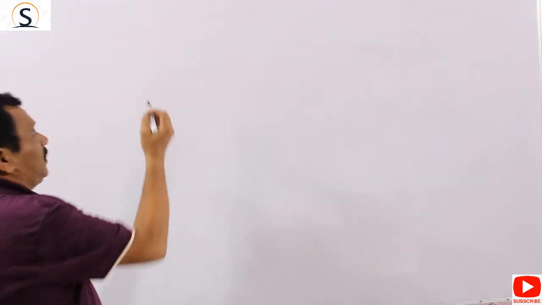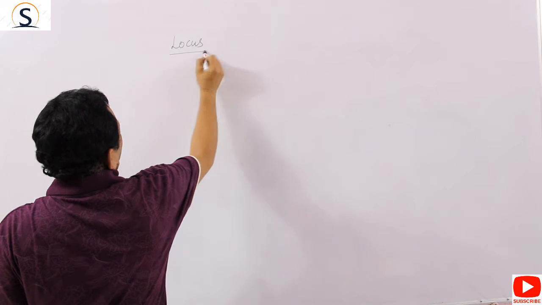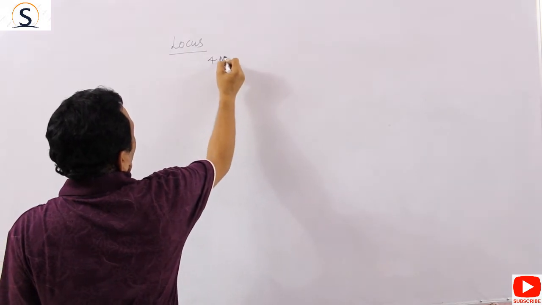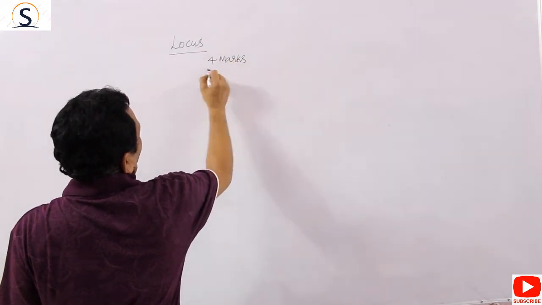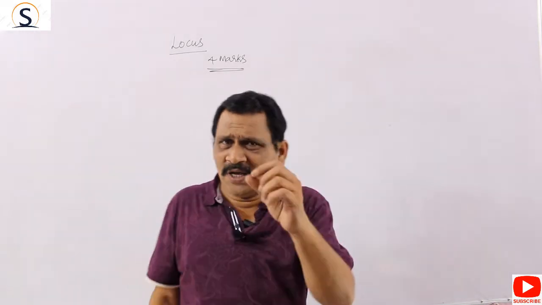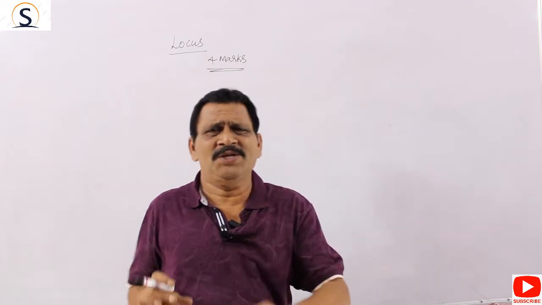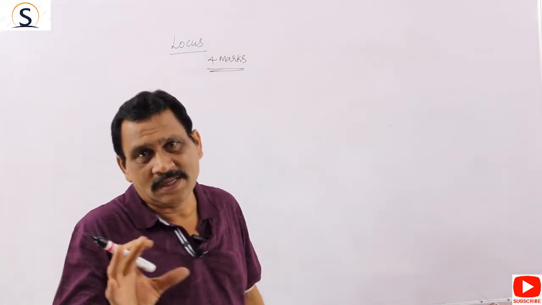Right. The first chapter is locus. This is of weightage 4 marks. Now, I am not giving all textual definitions, simple understanding definition with the simple words, right?